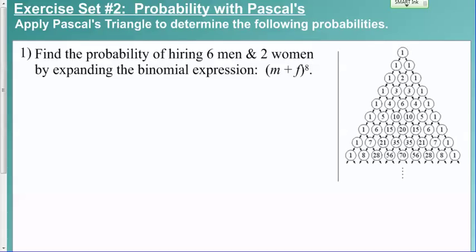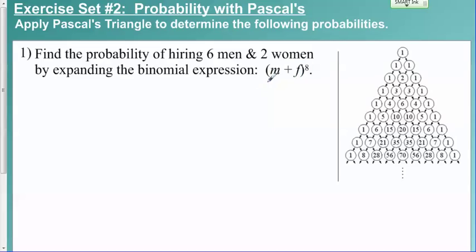Now that we've outlined how Pascal's triangle can be used with probability, let's apply it to the following problems. The first problem we have is find the probability of hiring 6 men and 2 women by expanding the binomial expression, the quantity m plus f to the 8th power.